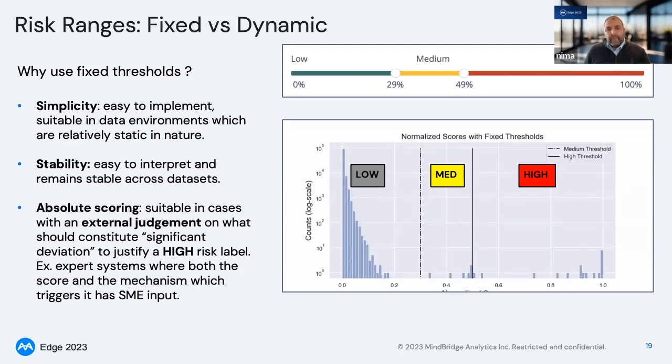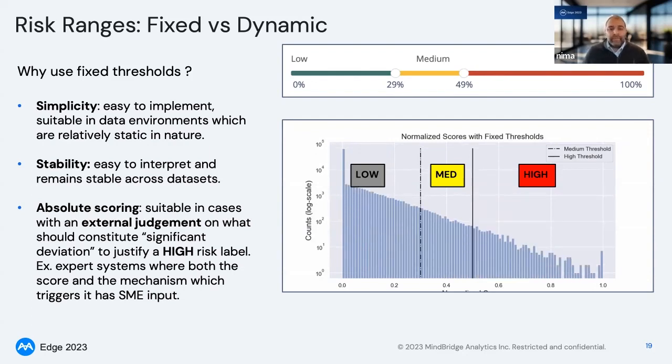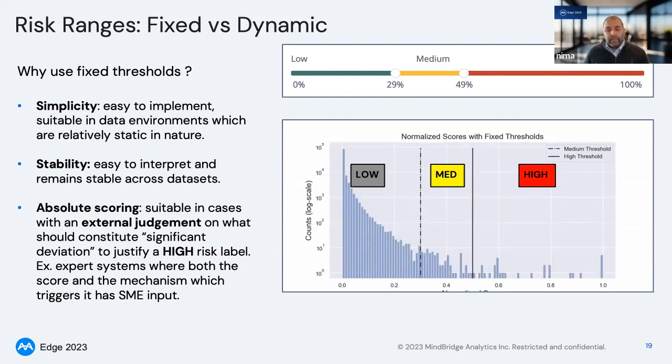When I say fixed, I mean like the default where we use 30 and 50, it means that they're determined beforehand, so they're preset. Whereas dynamic means that they're determined post-analysis, and they're based on the characteristics of the output distributions, usually by an algorithm. So first, why would you want to use fixed thresholds?